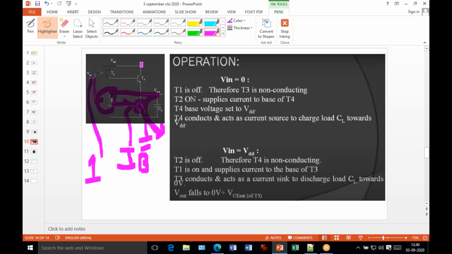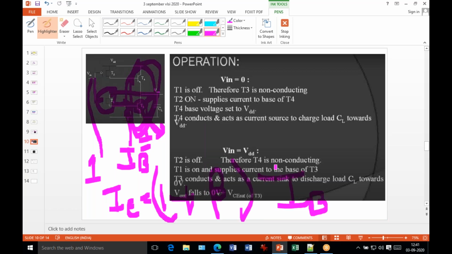Because here, at the output node, you connected an extra transistor. If you observe the IE value, it is 1 plus beta times IB in the case of bipolar. I did not discuss this formula derivation. You know IE is equal to IB plus IC.